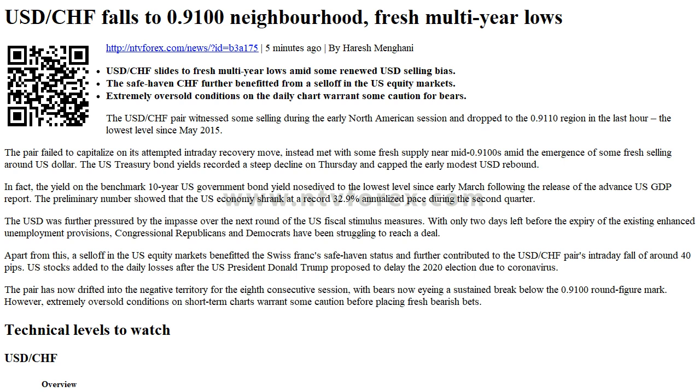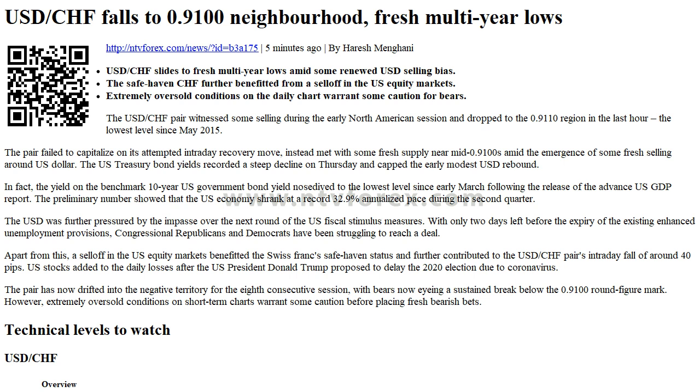The pair has now drifted into the negative territory for the 8th consecutive session, with bears now eyeing a sustained break below the 0.9100 round figure mark. However, extremely oversold conditions on short-term charts warrant some caution before placing fresh bearish bets.